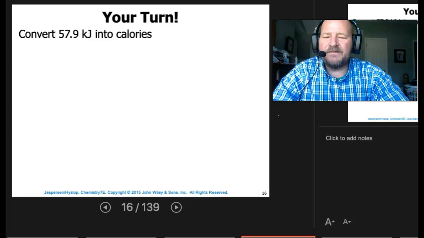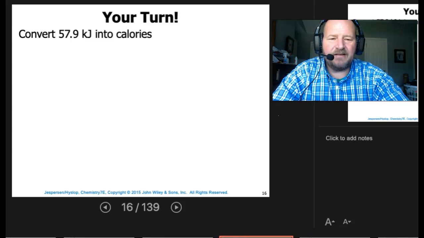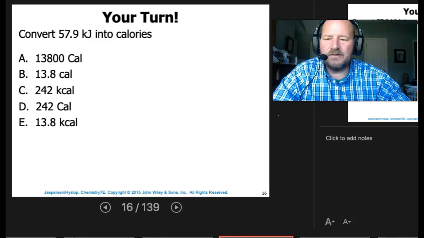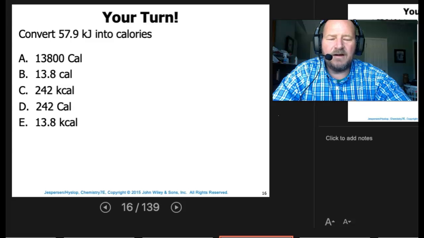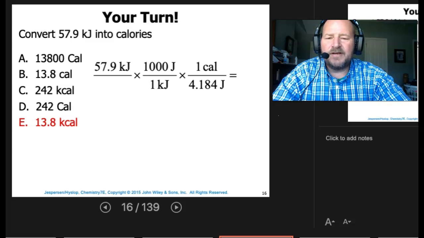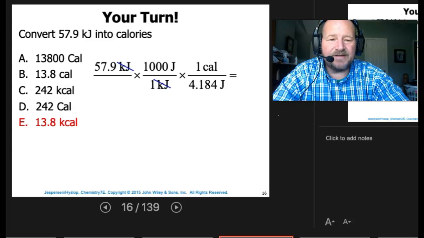All right, convert 57.9 kilojoules into calories. And hopefully here you got 13.8 kcals. Here we'll take 57.9 kilojoules, again convert it to joules, and then convert that to calories. Now you could have done kilojoules to kilocalories and then kilocalories to calories. That would have been fine as well. Mathematically it would have been the same thing.